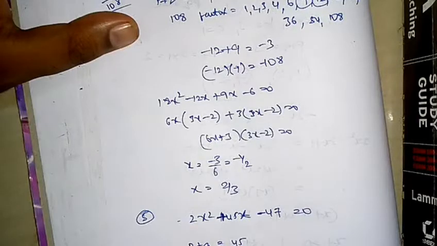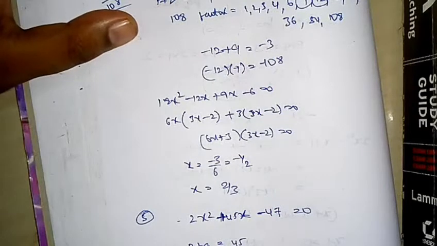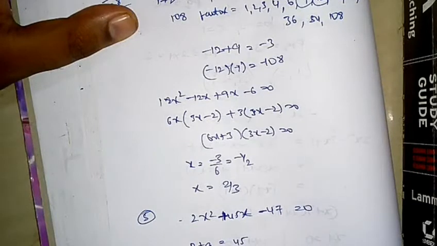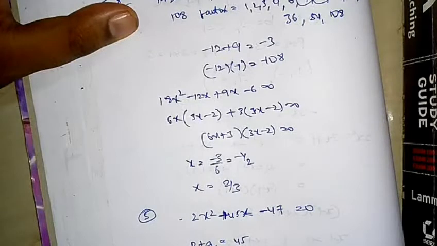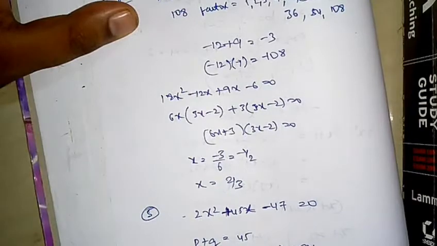Now find the factors of 94: 1, 2, and 3 won't go, 4 won't go, 5 won't go, 6 also won't go. 7 won't go, but it goes with 47 and 94. So these two are the required numbers, because 47 minus 2 is 45 and 47 into 2 is 94. So let's say 47 minus 2 is equal to 45, and 47 into minus 2 is minus 94.